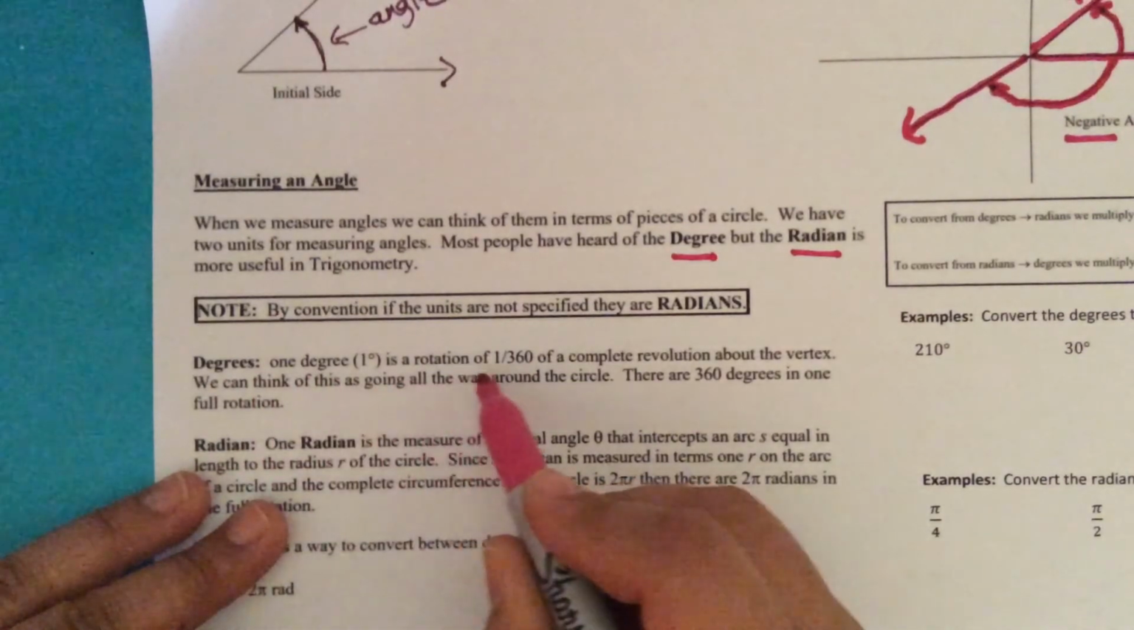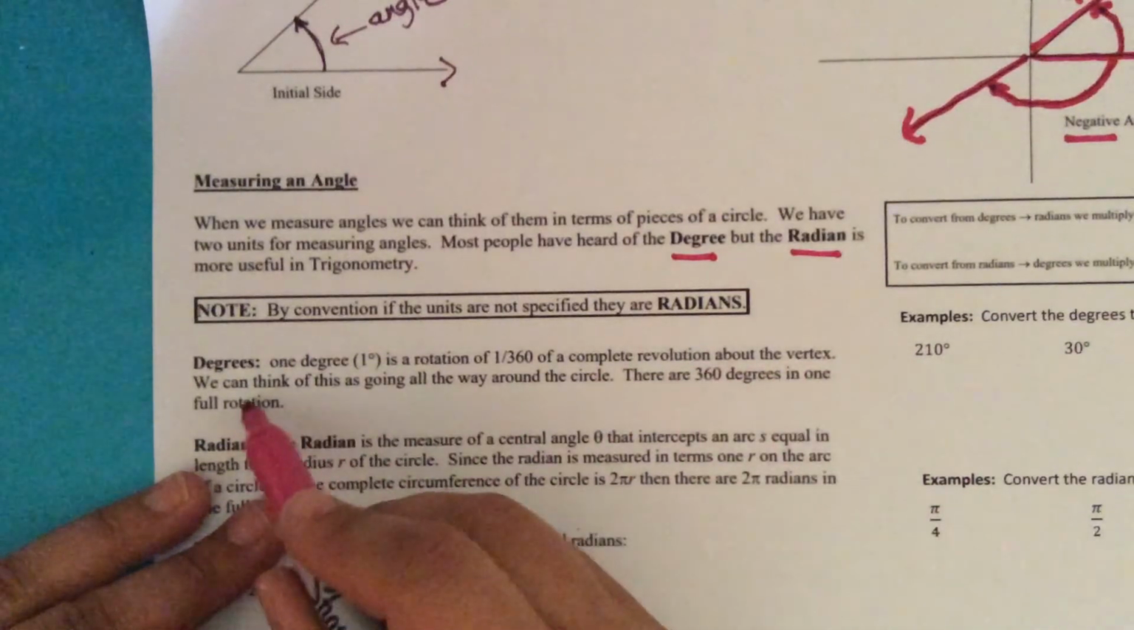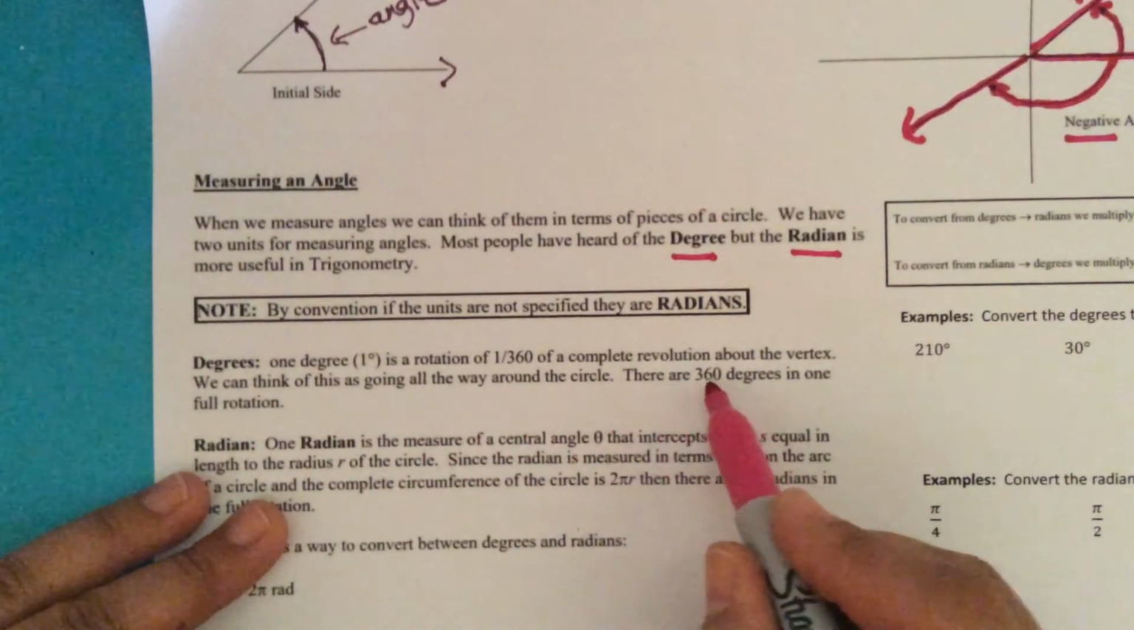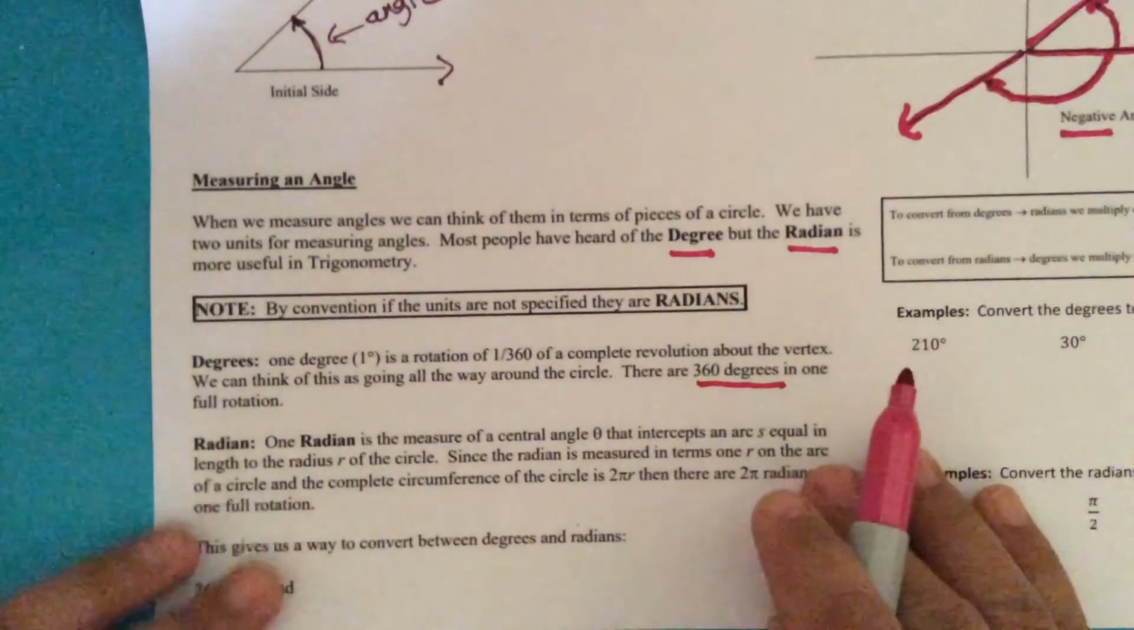Degrees: 1 degree is a rotation of 1/360 of a complete revolution about the vertex. We can think of this going all the way around a circle. There are 360 degrees in one full rotation or one full circle.